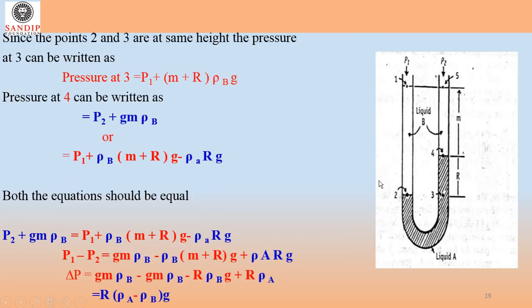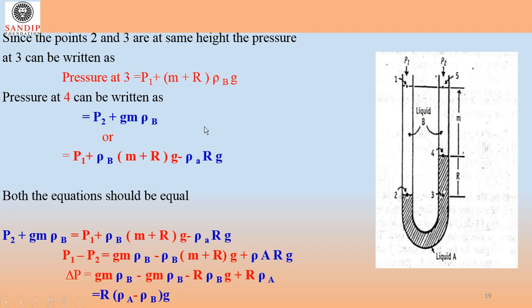Now since points 2 and 3 are at the same height, the pressure at 3 can be written as the same, that is P1 plus M plus R, rho B into G. Now the pressure at point 4 can be written as P2 plus G, acceleration due to gravity, M, that is distance, and again rho B, because again it is liquid B. Or it can be written as P1 plus M plus R, rho B G, minus rho A R into G. So two ways you can write this equation.